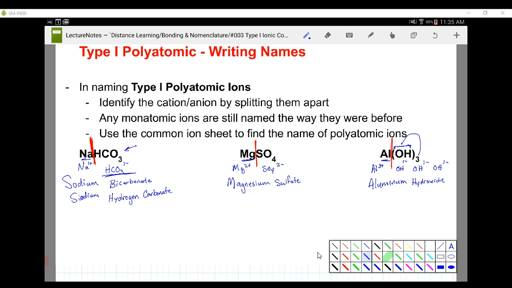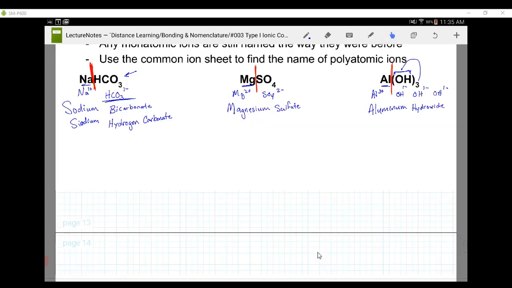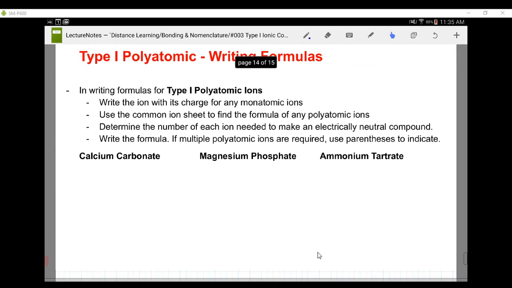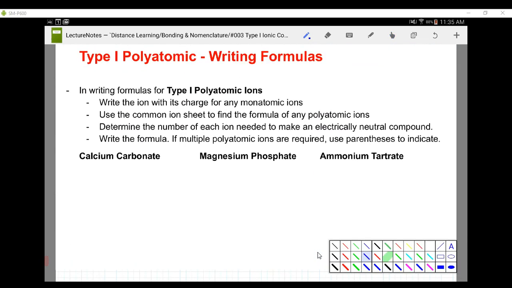And again, from here, we're going to go into a couple more examples and practice how we can go in reverse if we want to write the formulas instead. So again, we're going to start by looking for the monatomic ions. We have calcium, magnesium, and in our last example here, there are no monatomic ions.